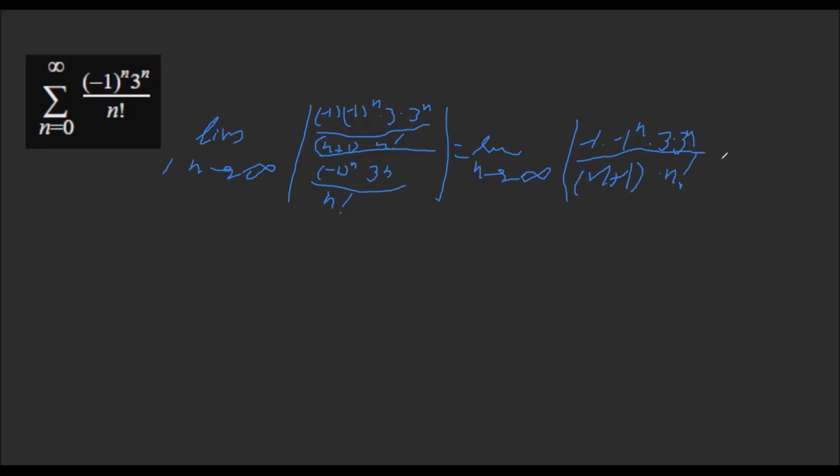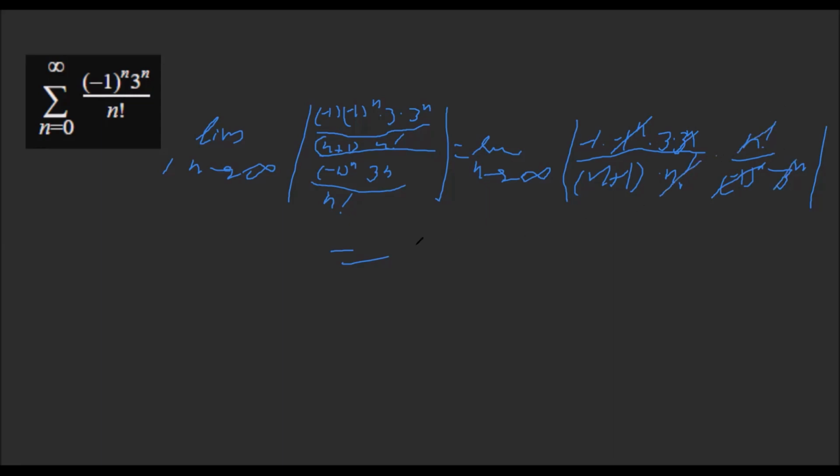Now we're just rearranging the fraction. That's all we're doing, and it just makes it easier to simplify. Okay, and now we can cross out some of the terms. So negative 1 to the power of n crosses out over here, 3 to the power of n here and here, and n factorial here and here.